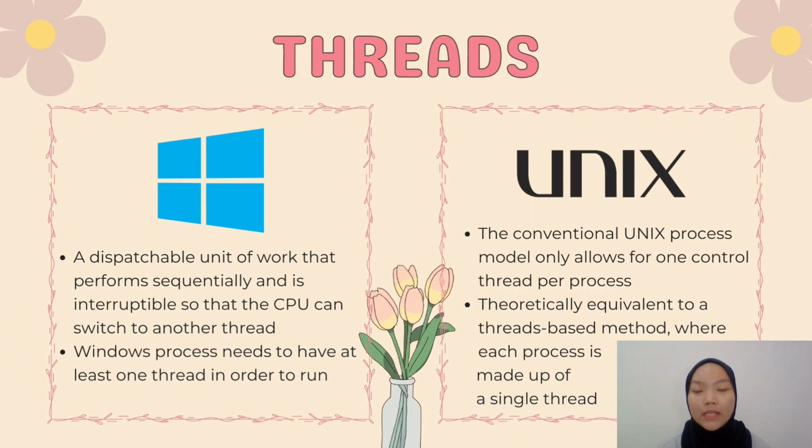Next, I'm going to explain the comparison between Windows and Unix based on the thread. On the Windows operating system, a thread is a dispatchable unit of work that performs sequentially and is interruptible so that the CPU can switch to another thread. In order to run, a Windows process needs to have at least one thread. The thread may then start a new one.